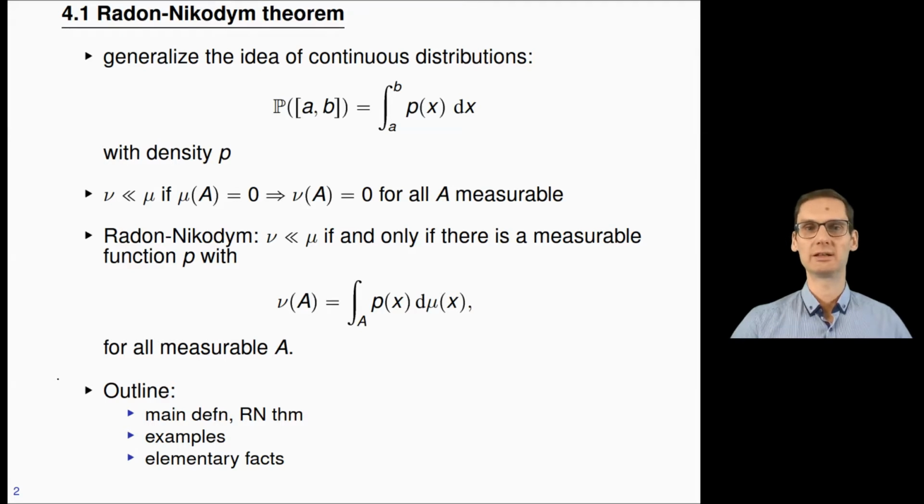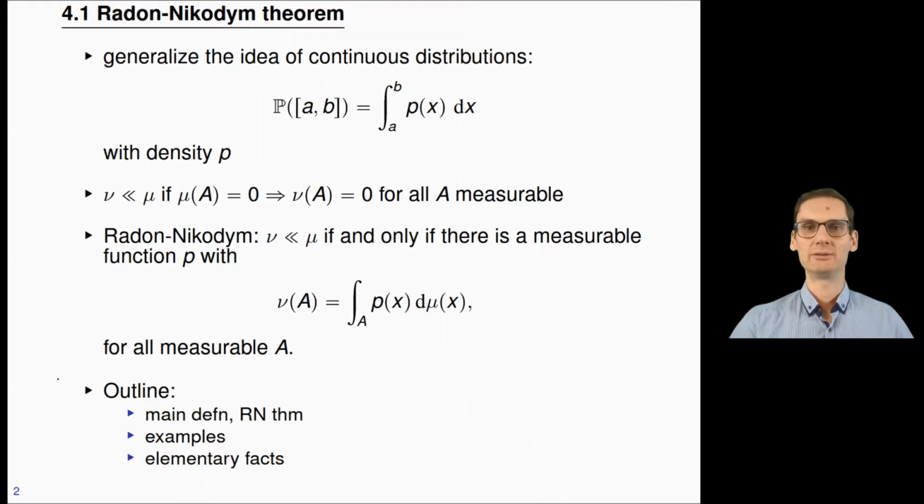We want to generalize the idea of continuous probability distributions. We call a distribution on the real numbers continuous with density p if the probability of the interval [a,b] is given by the integral from a to b over the density p(x) dx, and this holds for all a and b. Now we're going to connect this continuity idea to a completely different, or seemingly different, property.